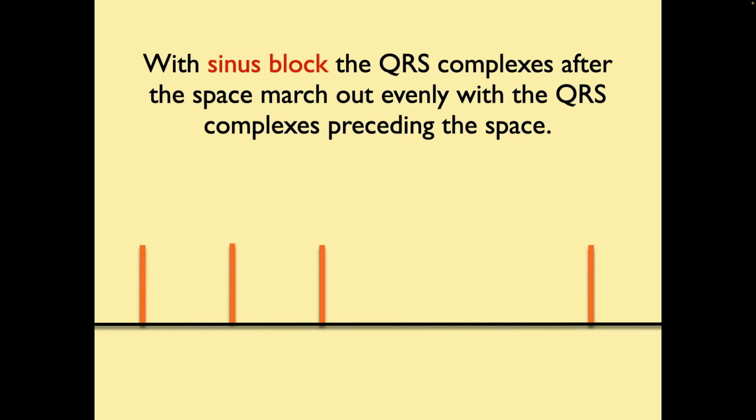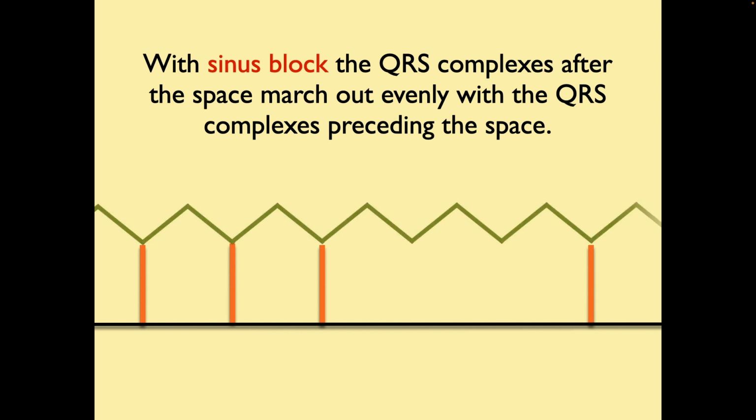With a sinus block, the QRS complexes after the space march out evenly, okay? So if you take your calipers, what you're going to see with a sinus block is you march it out, then there's this funny pause where nothing's happening, and it comes back in at the right time. Okay, that's a sinus block.